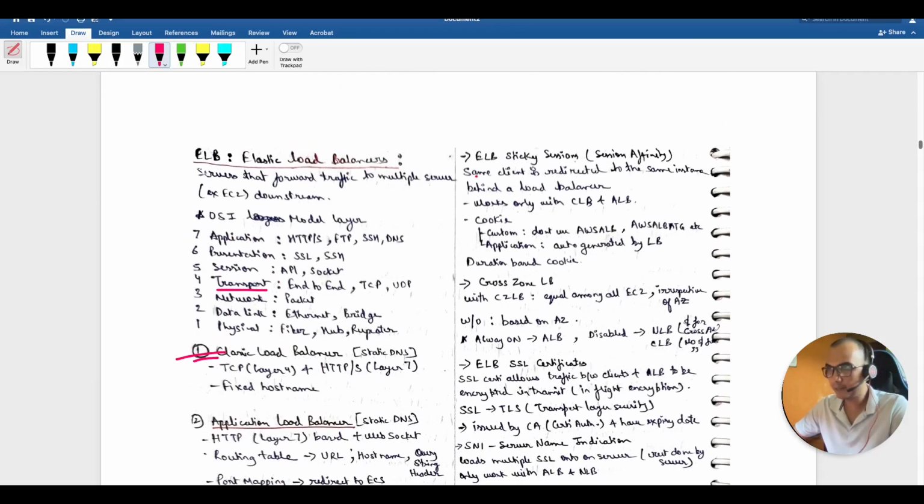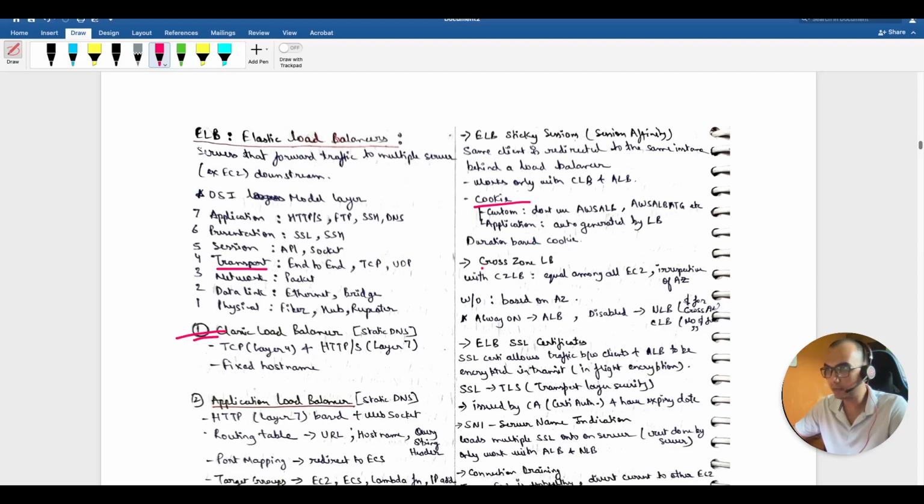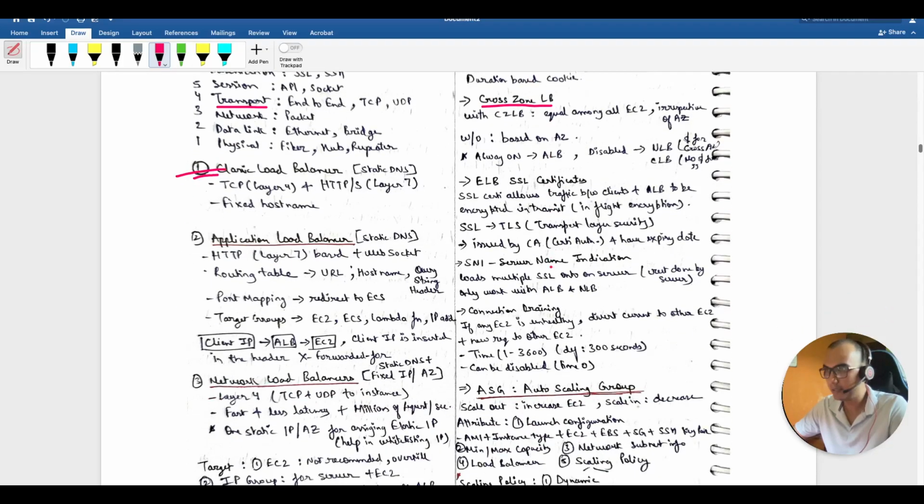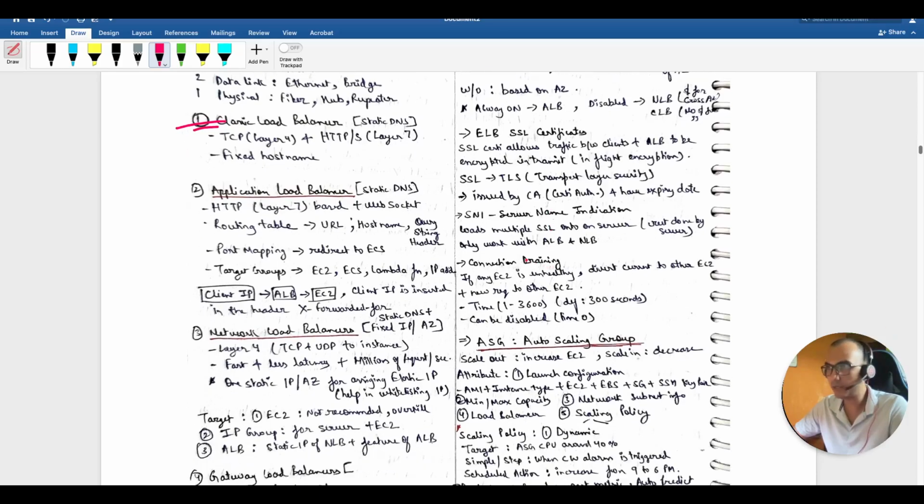Okay, then there are some short topics like sticky session. Sticky session is used when you have an application like a shopping cart, in which a user saves data on one server, and when he enters again, how should the application know on which server he saved his data? Here the sticky session comes into the picture. And after that, cookies, and what is cross-zone load balancing and everything. So you can have a look into it.